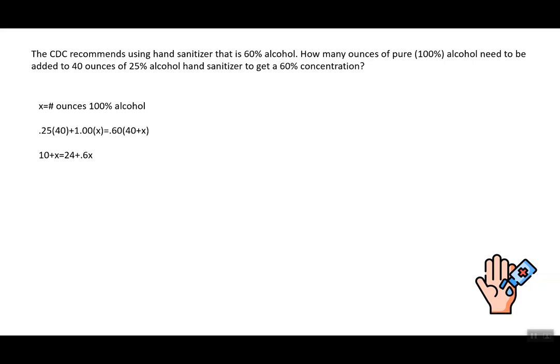Again, I want to gather like terms. So if I move the 0.6X over, 1 minus 0.6 is 0.4. If I move the 10 over, 24 minus 10 is 14. Then I divide both sides by 0.4, and it says I would need 35 ounces. So I take 35 ounces of 100% alcohol, add it to 40 ounces of 25% alcohol, and now I would have a new solution that is 60% alcohol.